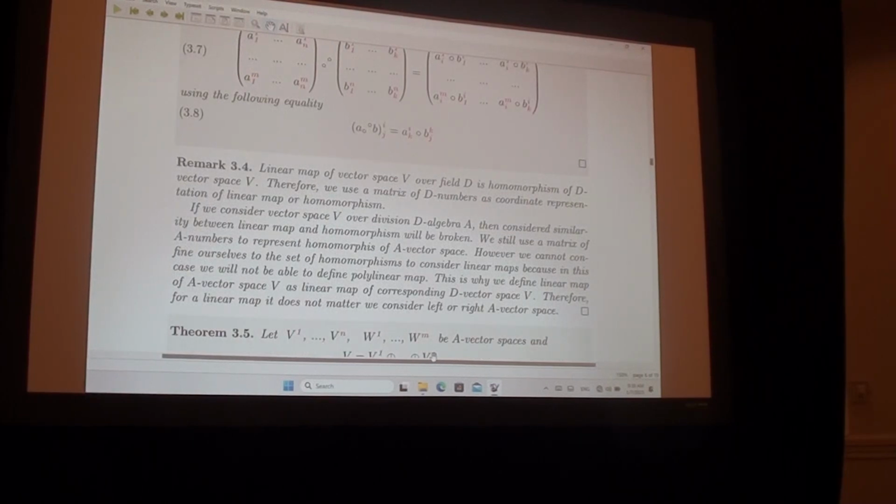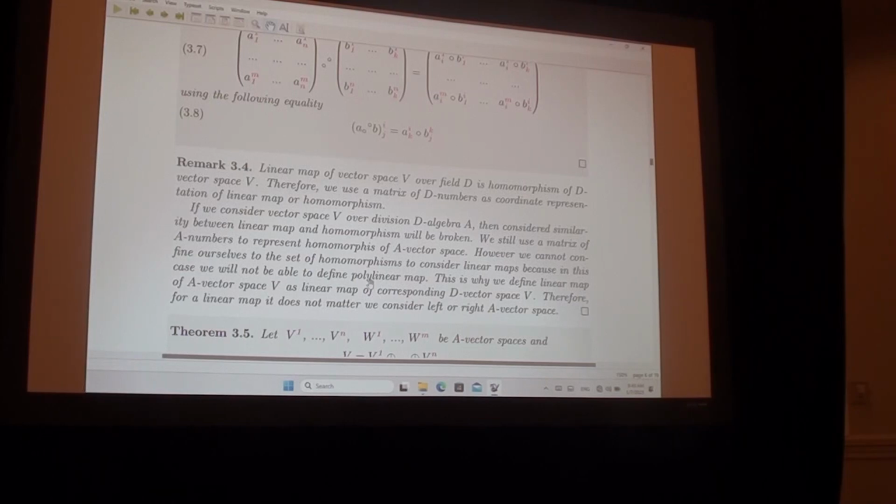Small remark. Linear map of vector space V over field D is a homomorphism of the vector space V. There, we use a matrix of D numbers as coordinate representation of linear map or homomorphism. If we consider vector space V over division algebra A, then similarity between linear map and homomorphism will be broken. We still use a matrix of A numbers to represent homomorphism of a vector space. However, we cannot confine ourselves to the set of homomorphisms to consider linear map, because in this case we will not be able to define a linear map. This is why we define linear map of a vector space V as a linear map of corresponding Z vector space V.